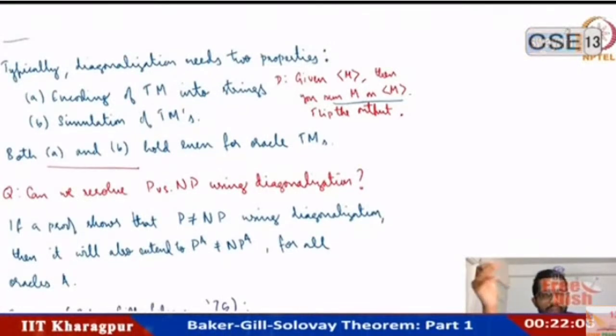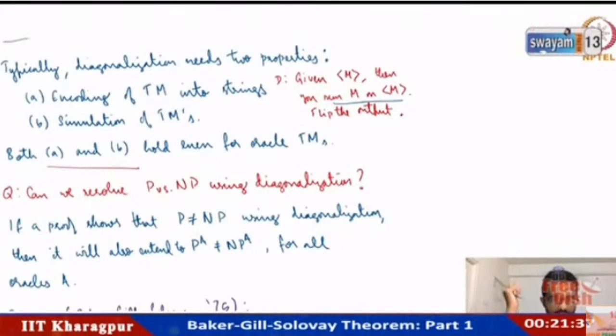So one may wonder, because we saw the time hierarchy, space hierarchy, undecidability, which seem to be big problems in the case of computability theory. So now, can one possibly solve P versus NP using diagonalization? It's a very natural question that somebody may ask. Can we use some diagonalization technique, very smart, very creative, to show that P is equal to NP or P is not equal to NP?